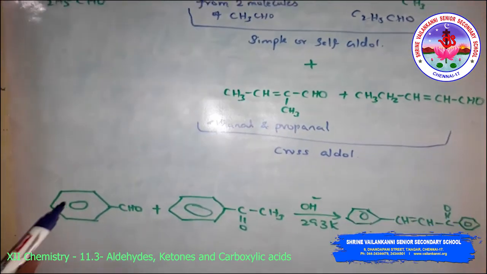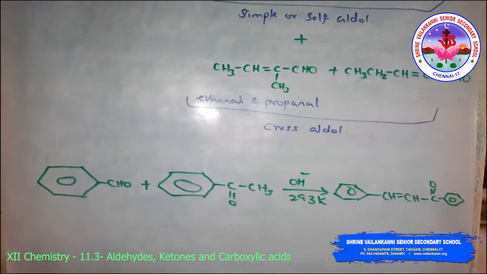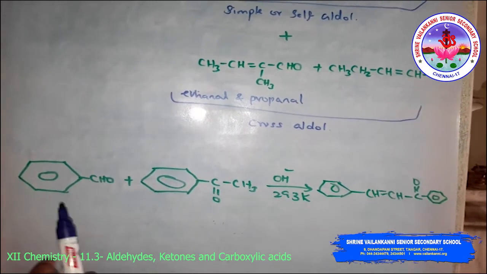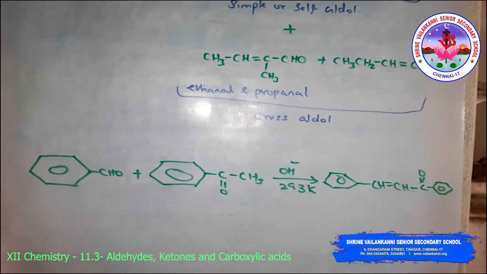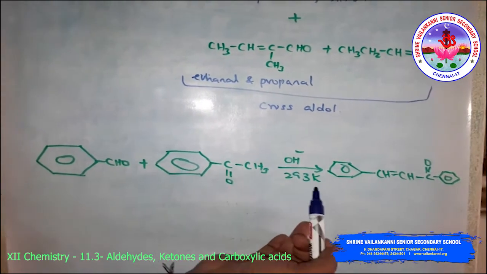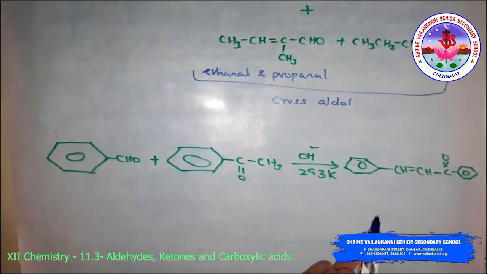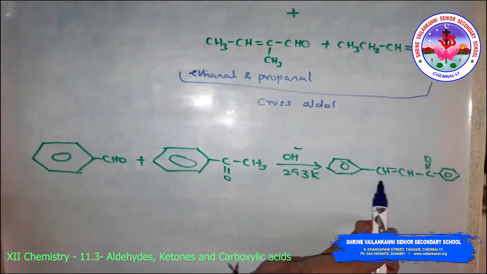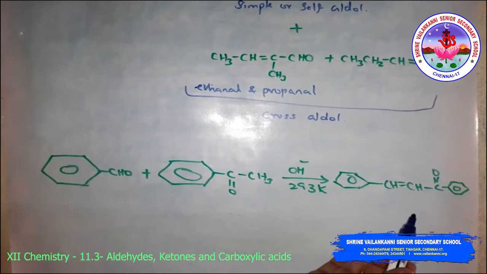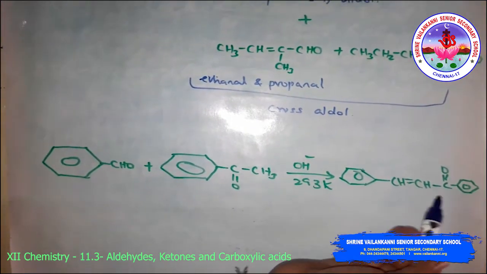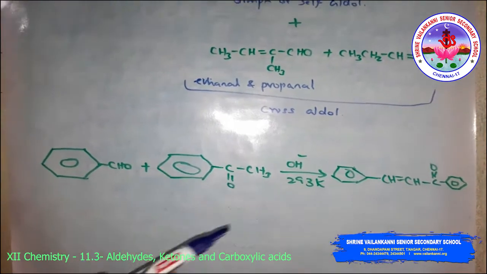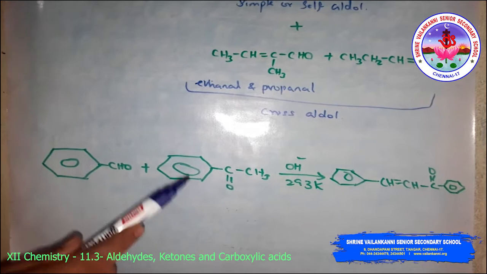Then ketone can also be used as one component in the cross aldol reaction. Look at this, the benzaldehyde and the ketone compound. In the presence of base at 293 Kelvin, you will get benzalacetophenone. This is called benzalacetophenone, or 1,3-diphenylprop-2-en-1-one. It is a major product. So this is called cross aldol condensation reaction.